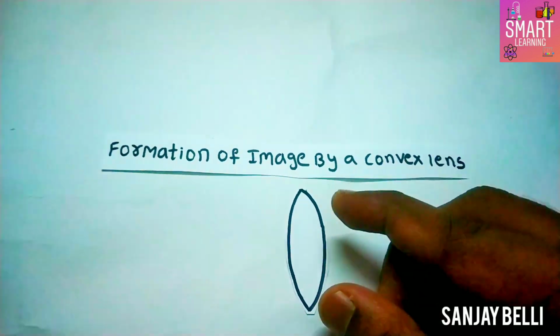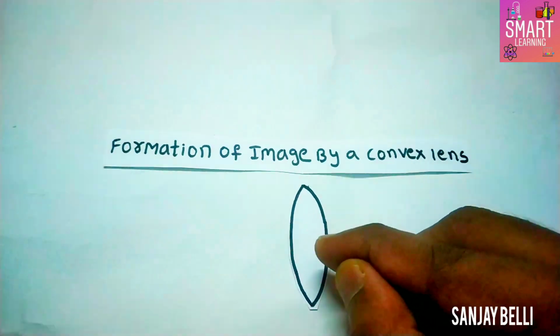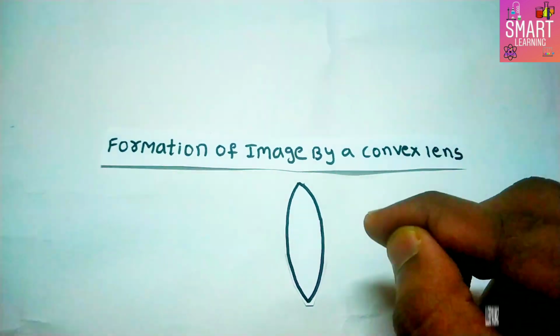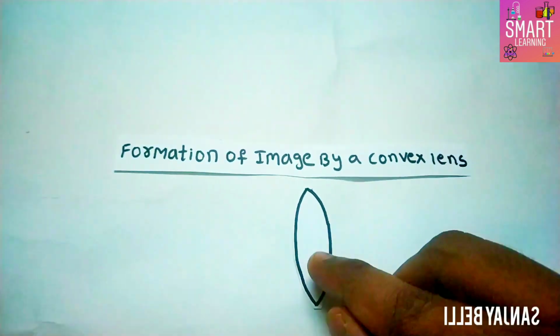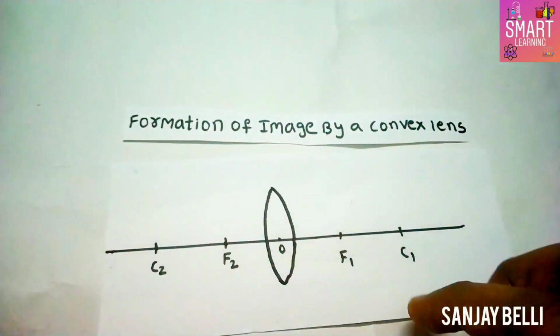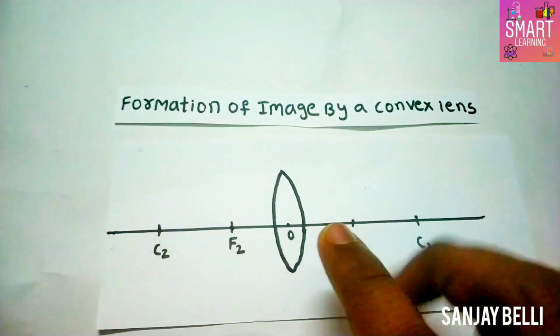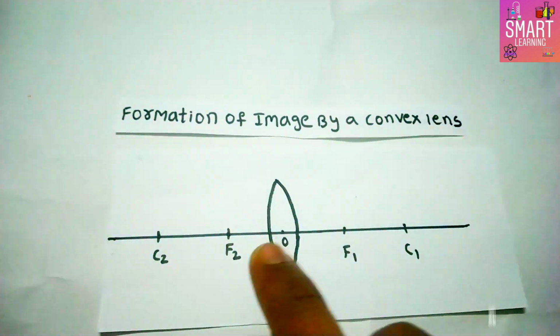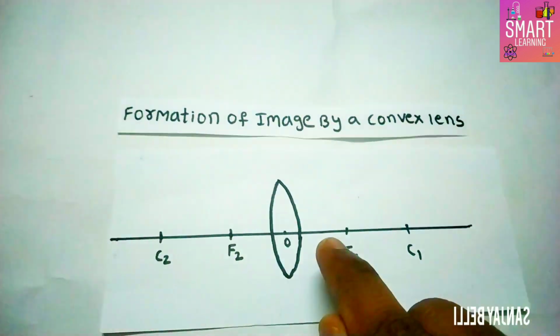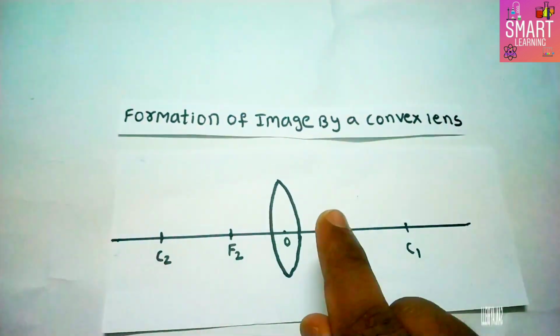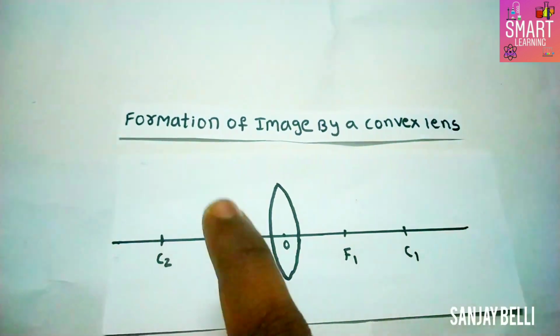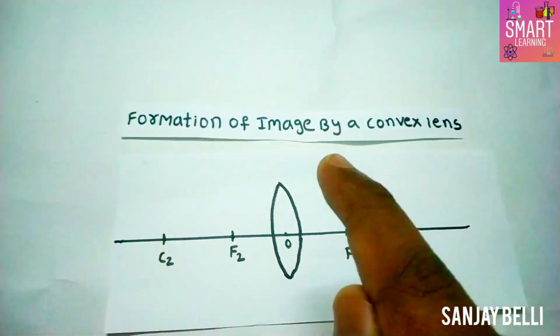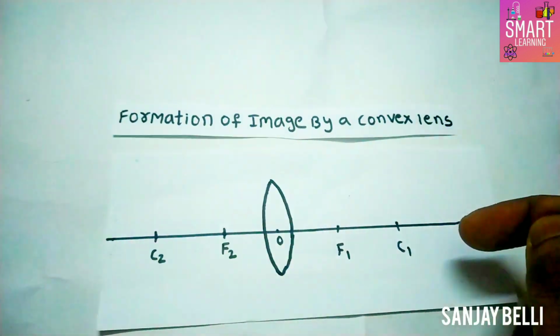First of all, we have to locate the optic center, focus and center of curvature for the convex lens. Okay, here you can see the convex lens. Here you can observe the two focal points and two centers of curvature. Because it is a lens, we can observe the refraction. That means when light passes through the lens, the light ray will be refracted.